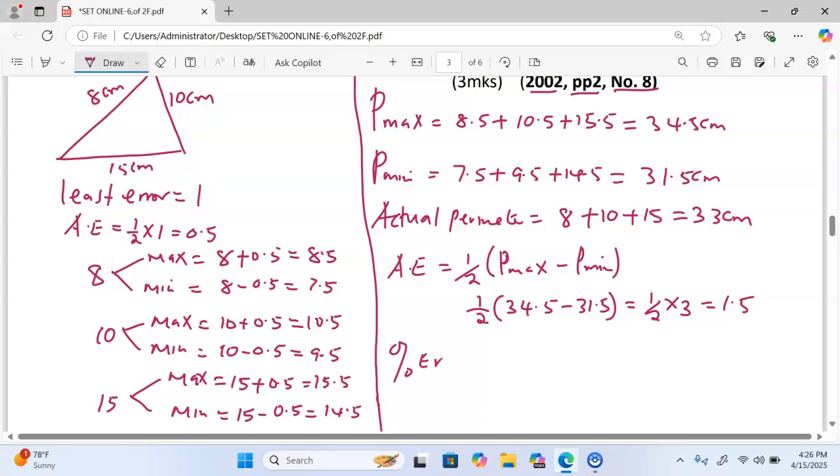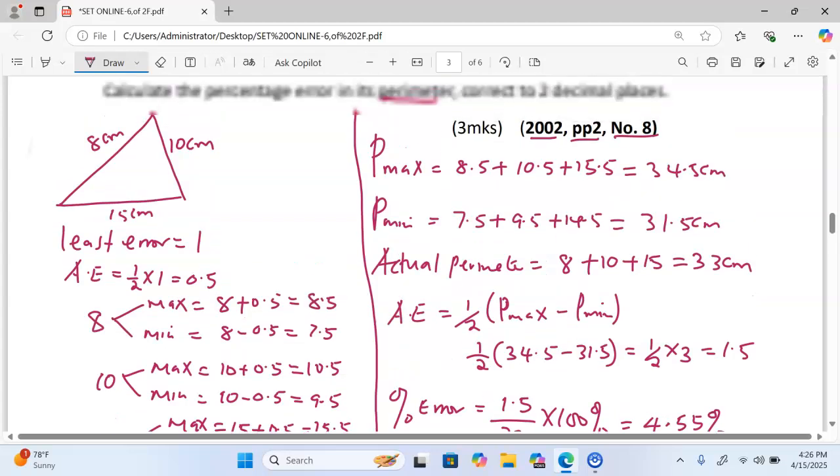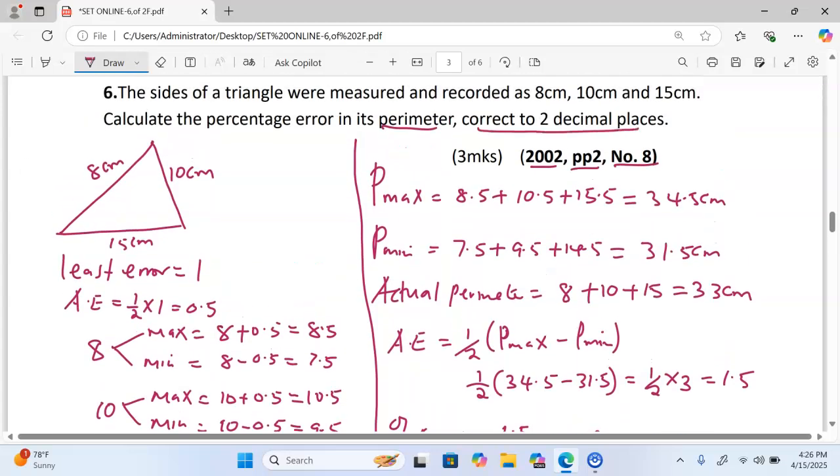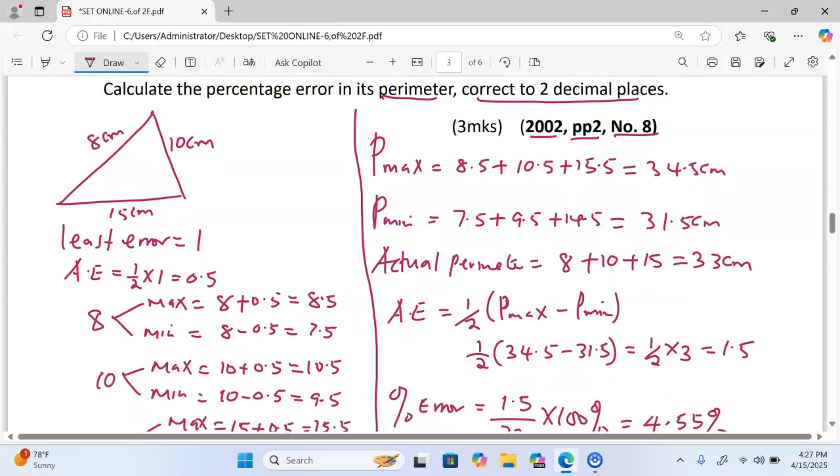Percentage error is obtained by taking the absolute error in perimeter, you divide by the actual. The actual perimeter has been found to be 33 centimeters. You multiply by 100%, and this gives us 4.55%, correct to 2 decimal places as directed by the question.